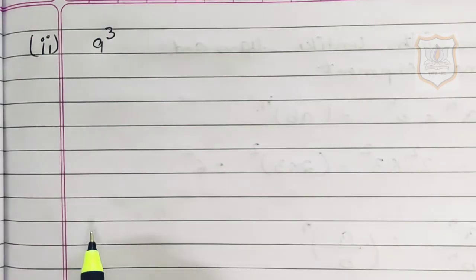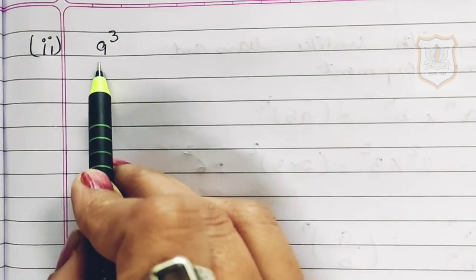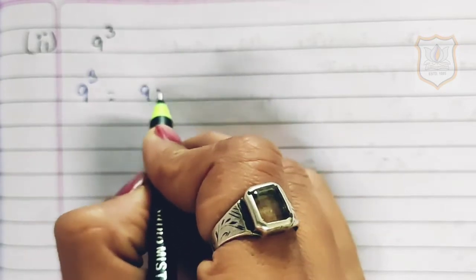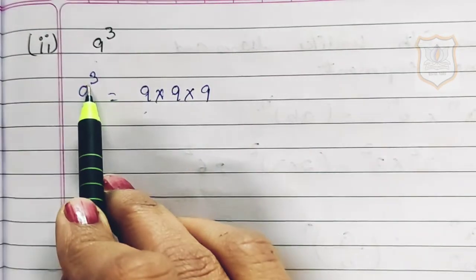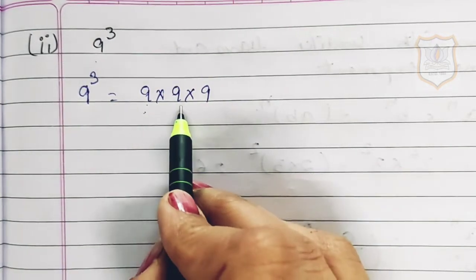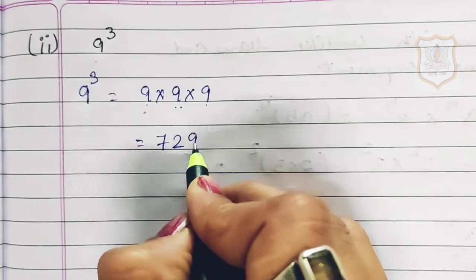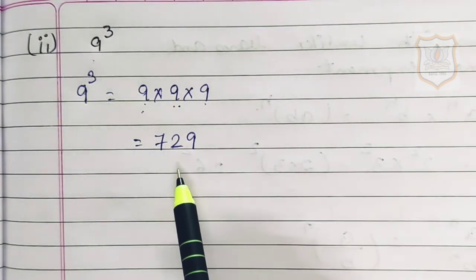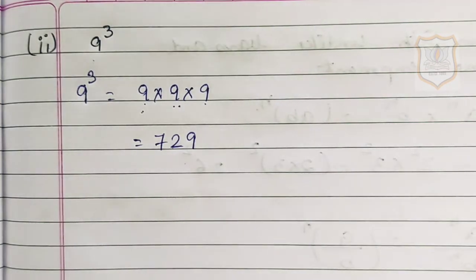Now second part of question number 1, you have to find out the value of 9 raised to power 3. So here we will write 9 raised to power 3, that is 9 multiplied by 9 multiplied by 9. You have to write 9 3 times. So 9 9s is 81, 81 9s is 729. So the value of 9 raised to power 3 is 729. Students, in this way, third and fourth part of question number 1, you have to do it by yourself.